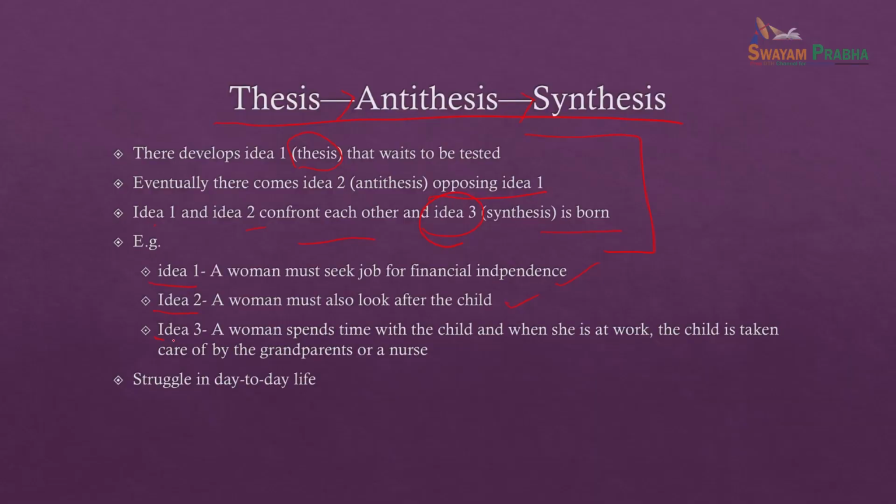Now, we have an idea 3, that is, a woman spends time with the child when she is at home. When she is at work, the child is taken care of by the grandparents or a nurse. She hires a nurse, or she talks to her parents, or the father's parents, saying could you please take care of the child for 8 or 9 hours while I am away. So, of course, if she is earning to support the family, everybody is going to help her.